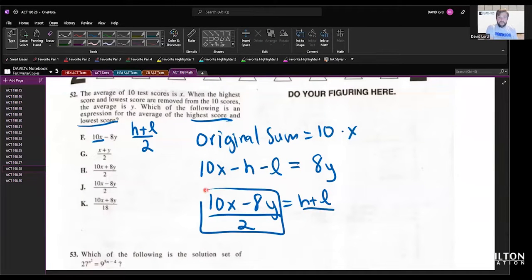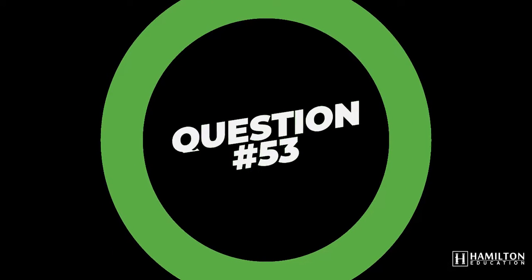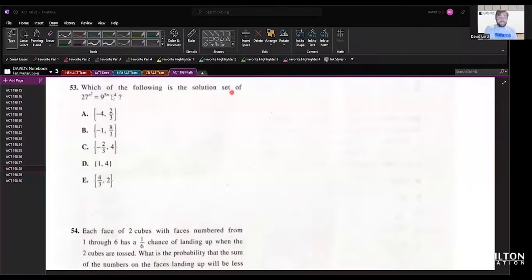And that is our final answer, H. Question number 53. Which of the following is a solution set of 27 to the n squared equals 9 to the 5n minus 4?